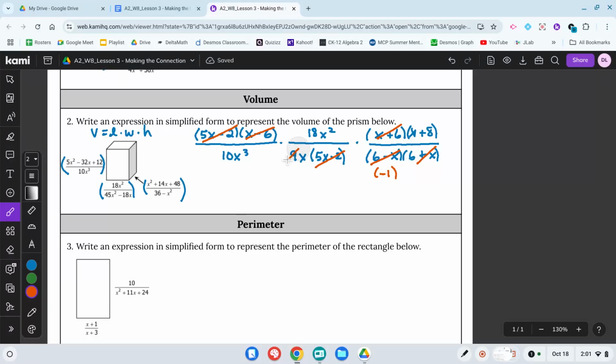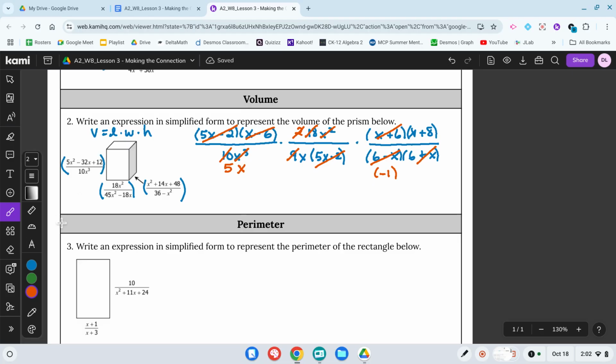This 9 and 18 will cancel, but leaves a 2 in the numerator. And then the 2 and 10 can simplify down and leave a 5 in the denominator. We have an x squared in the numerator, so this x cubed will simplify down to x.